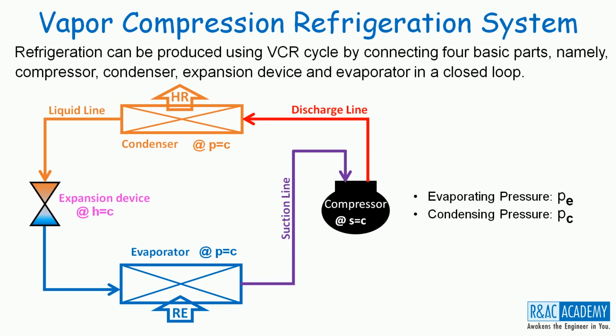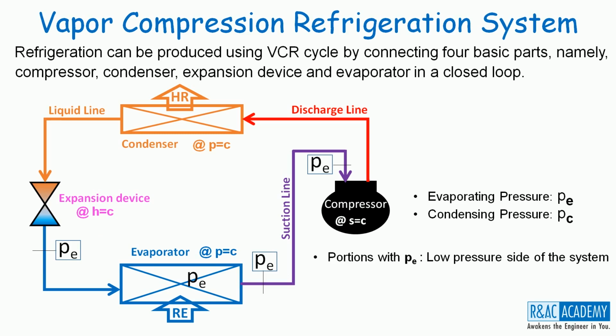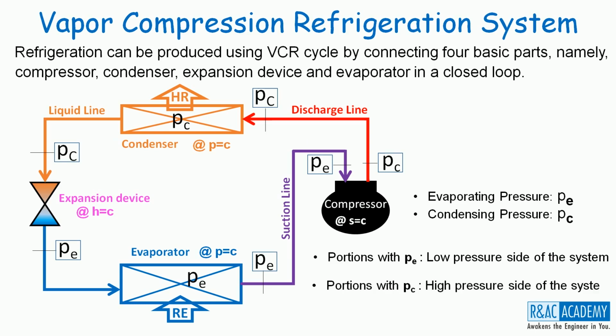Where all does PE prevail in the refrigeration system? At the evaporator, suction line, compressor suction manifold and expansion device out. The portions where PE is prevailing are called the low pressure side of the system. And where all does pressure PC prevail? The compressor discharge manifold, discharge line, condenser, liquid line and expansion device entry. The portions with PC are known as the high pressure side of the system.